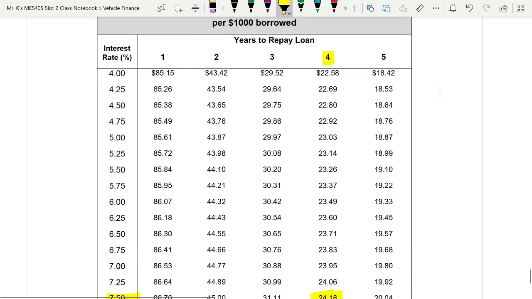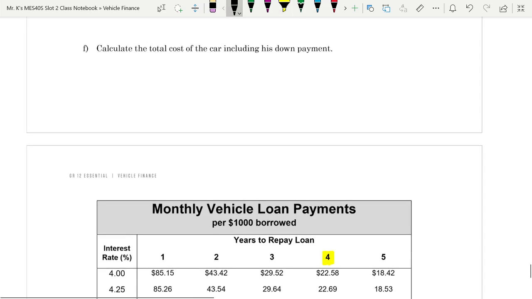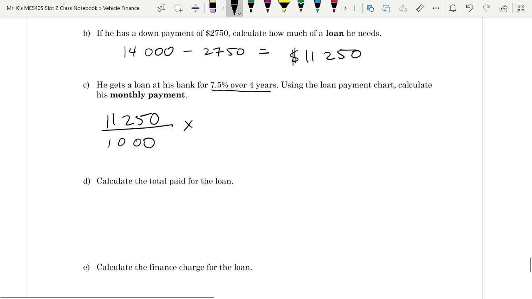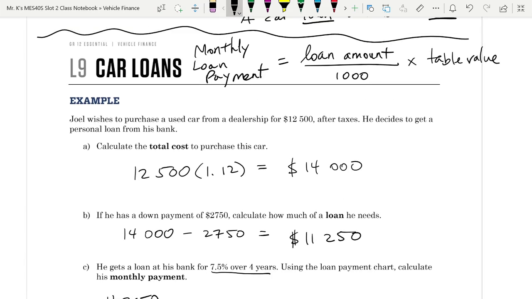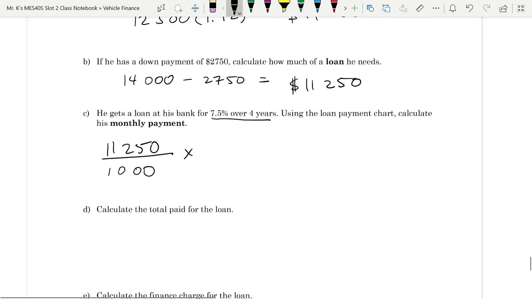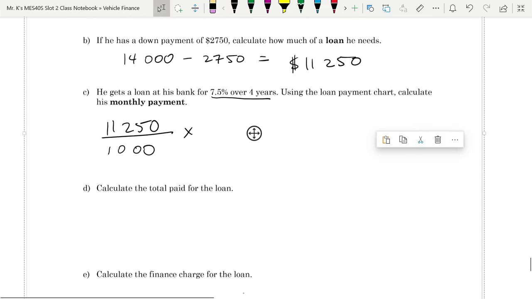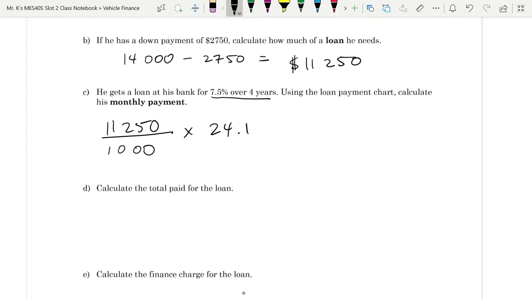Okay, go back now to the question and to the formula. Loan amount divided by 1,000 times the table value. I just looked up the table value. It's 24.18. And yes, we give you that table on the test. So that's going to cost me $272.03 a month.